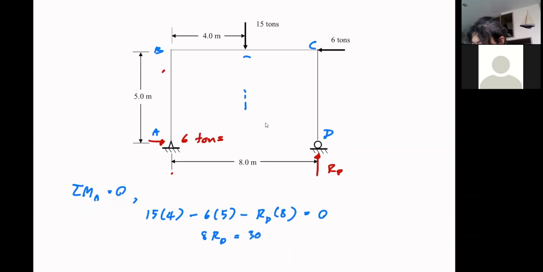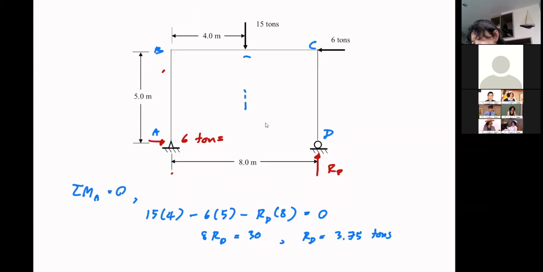Am I right? So that means RD is equal to 3.75 tons. Am I correct? Yes. Okay, so you see, it's not half. It's not 7.5. So RD is 3.75 tons.